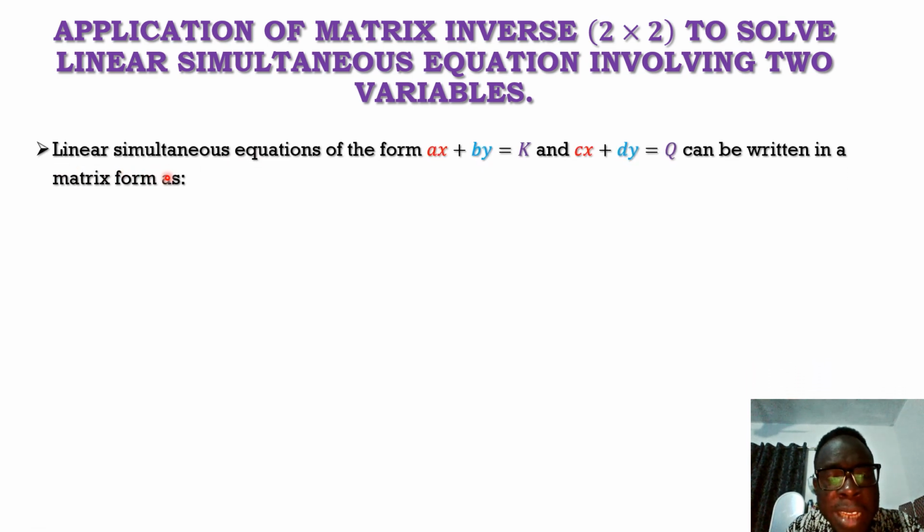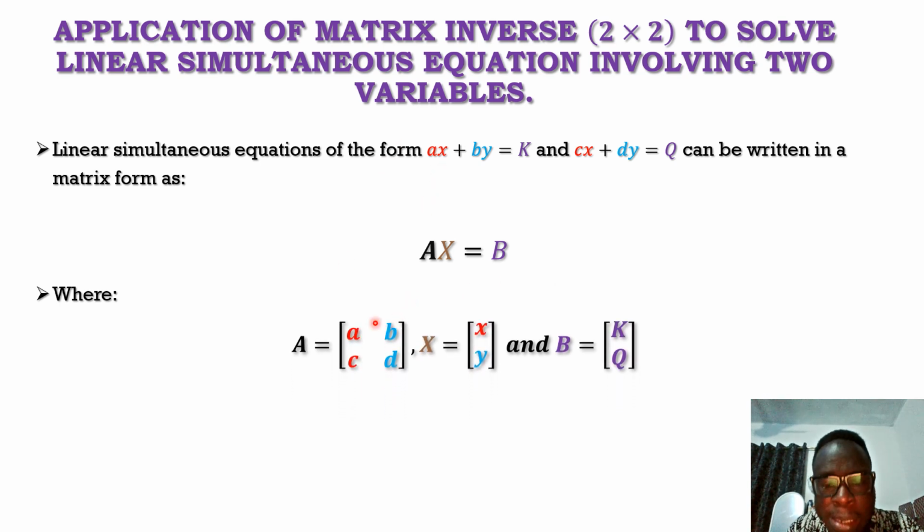Now let's look at the application of matrix inverse, that is 2 by 2 matrix, to solve linear simultaneous equations involving two variables. So the linear equations of the form ax plus by equal to k, cx plus dy equal to q can be written in matrix form as AX equal to B. We need to note that A is the matrix a, b, c, d, X is the matrix of the variables, that is x and y, and B is the final answer, which is k and q.